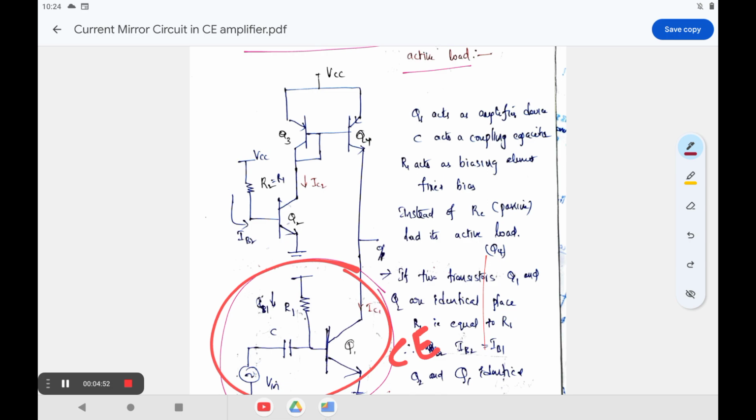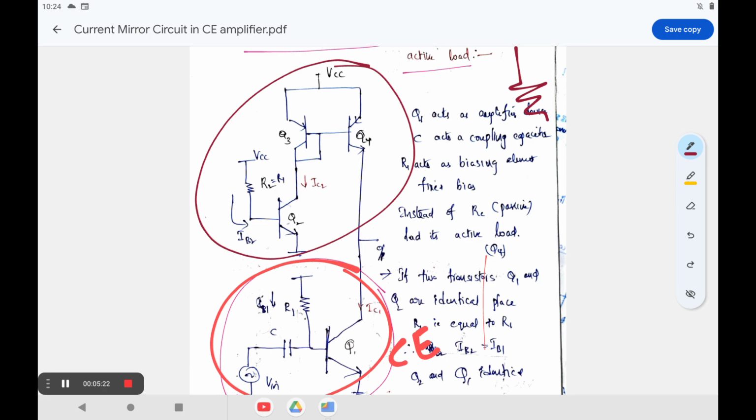In the case of the transistor, we use three types of configuration: CB, CC or CE configuration. CE configuration means the emitter is common to both the input terminals as well as the output terminals. In this case, the resistance at the collector can be replaced with a circuit. This circuit is generally called a current mirror circuit. That is the simple variation in a CE amplifier with a current mirror circuit.